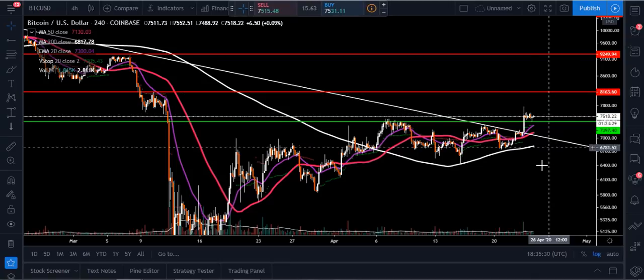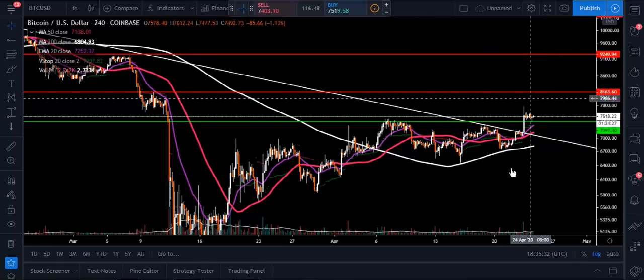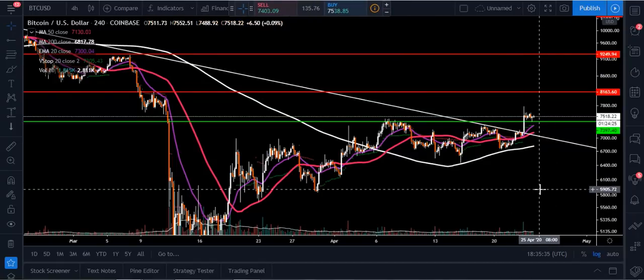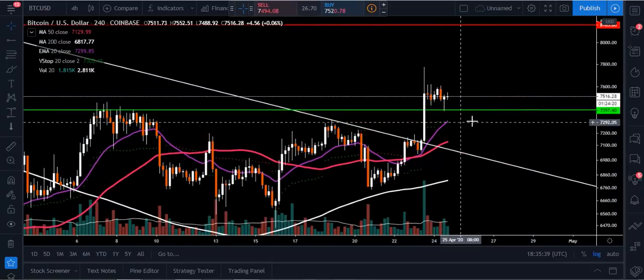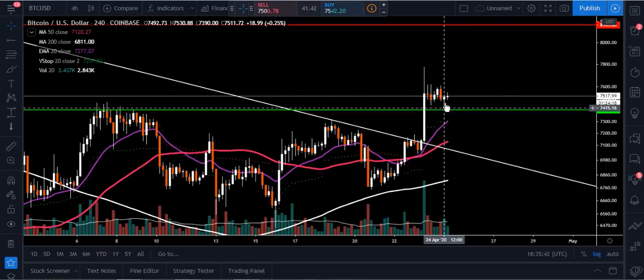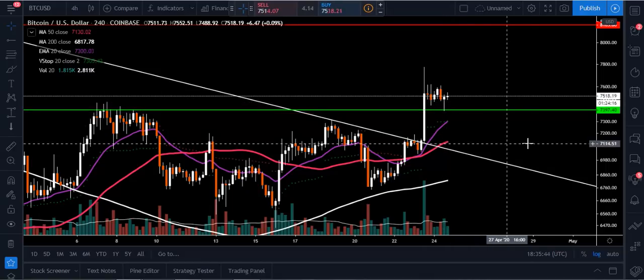And if we can get through 8,100, then we're going to be looking up around that $9,200 area. It could happen very fast, so we do have to be aware of that. But right now, the key thing is holding this area right here where we just put in this hammer candle. We don't want to drop much below that.